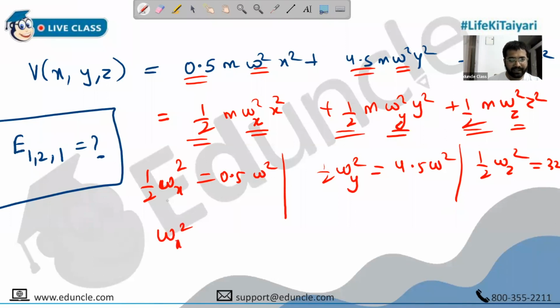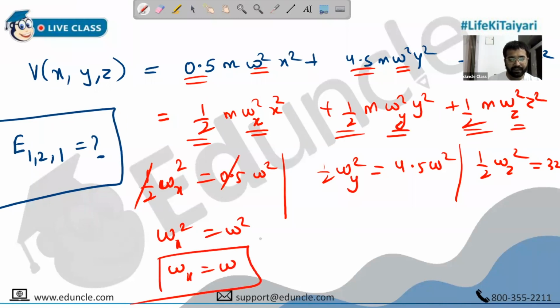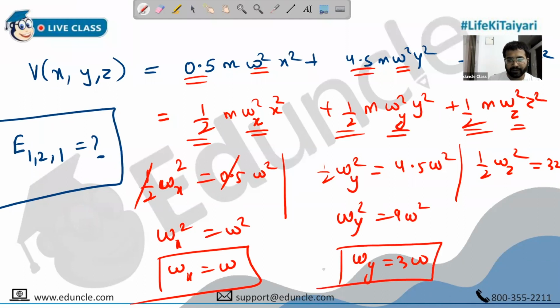So omega x square, half and 0.5 get cancelled, is omega square. That means omega x is omega. Next, half goes on that side. Omega y square is 9 omega square. It means omega y is 3 omega. Omega z square becomes 64 omega square. It means omega z is 8 omega. That's it. We have got omega x, omega y, and omega z.